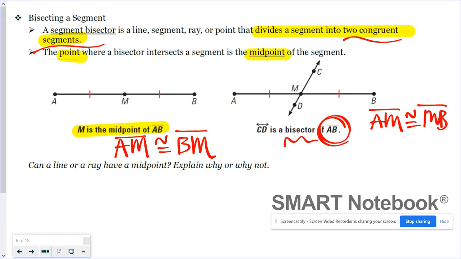Could a line or ray have a midpoint? The answer is no, because lines extend forever in both directions and rays go on forever in one direction. So they don't have an actual middle.